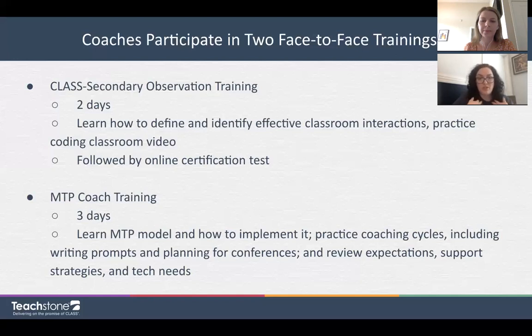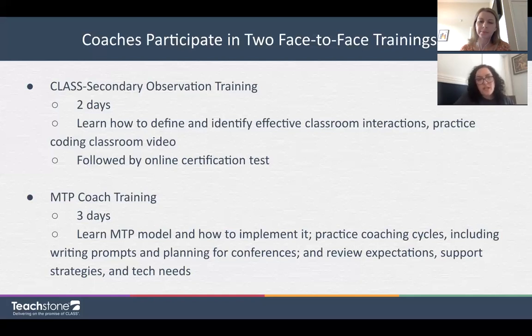By the end of that in-person coach training, which is 3 days, coaches will have completed a mock cycle with their specialist, someone who's in my role, with support and guidance, including writing prompts, planning for conferences, and role-playing a conference. They'll also have had the chance to start anticipating and thinking through some of those effective habits for coaches throughout the year: understanding how to prepare teachers to be effective with the technology that they're using, how to keep teachers engaged in the process, and how to be generally organized throughout the year in terms of working with both a specialist at Teachstone, working with their teachers, and any other district work that they have.